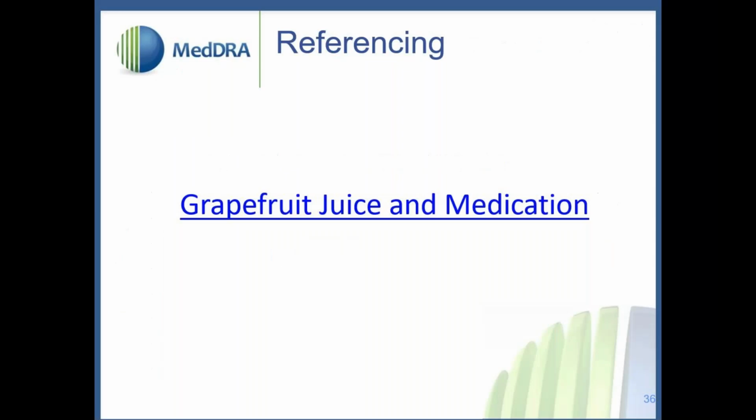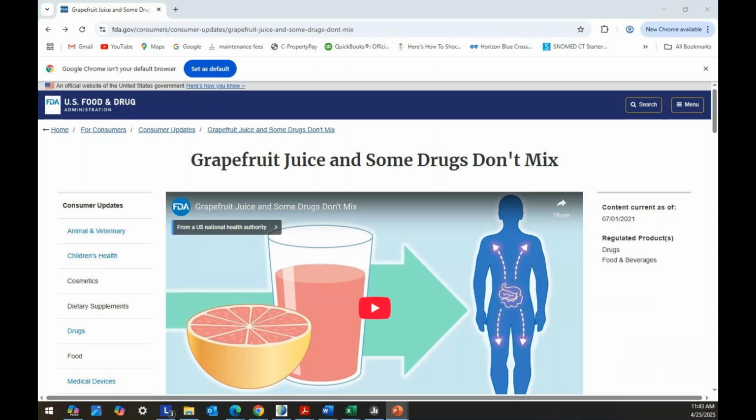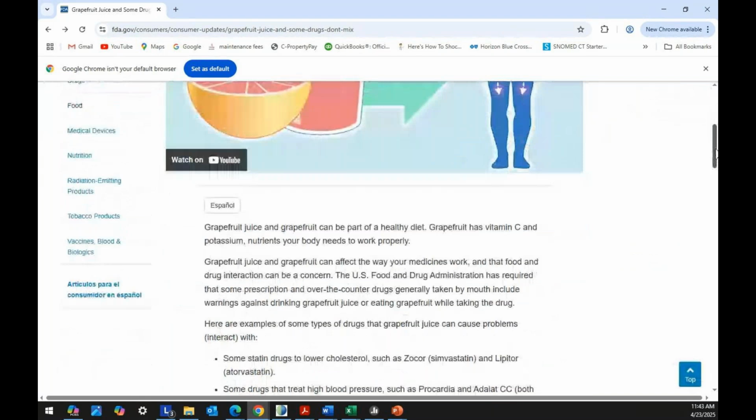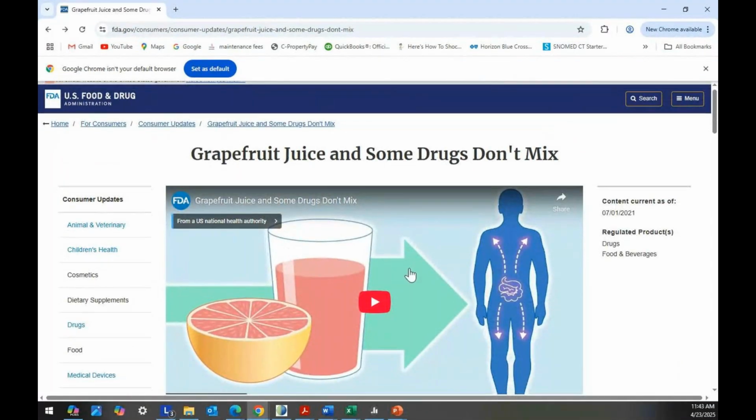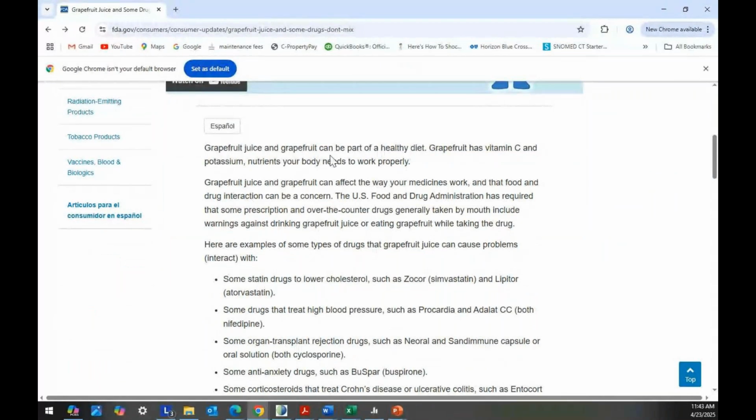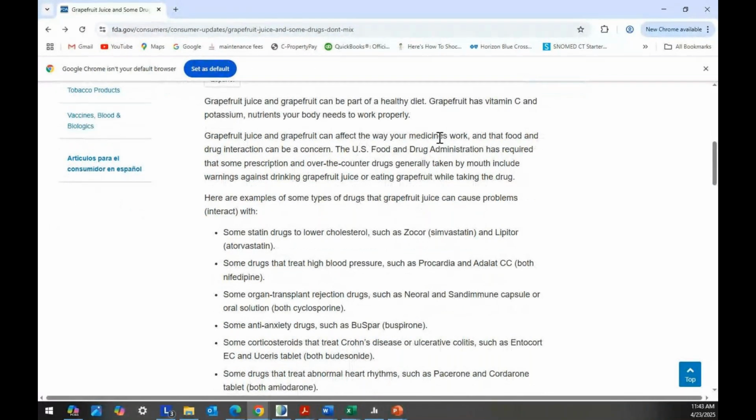So I would say, I want to look for a reference that will talk about grapefruit juice and maybe medication, right? So I searched the internet and I found the FDA actually has information around grapefruit juice and some medications and how they don't mix, right? So I would use this reference and scroll down and get additional information. You can see here that grapefruit juice or grapefruit itself in fruit form can be part of a healthy diet, but it also can cause interactions with the way your medications work, right? Drug interactions can be a concern. So this is something interesting to keep in mind as you go through this, right?